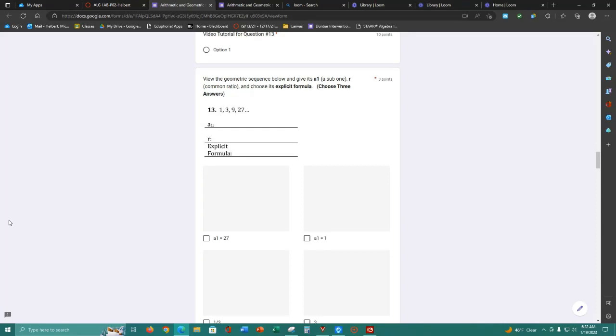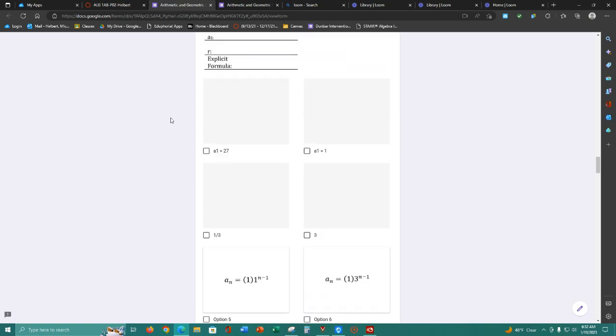All right, so you've made it to 13. Here we are. Let's take a look at this. Notice number 13 says, view the geometric sequence below and give its a sub 1, r, common ratio, and choose its explicit formula. Choose 3 answers. So just like the other one, we're going to have 3 answers to choose.